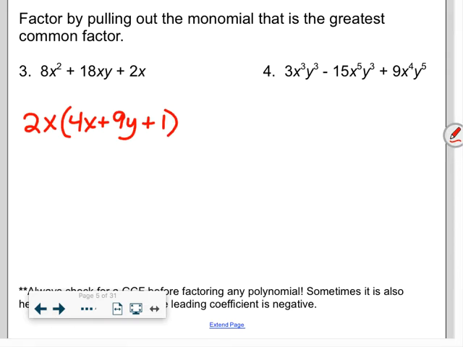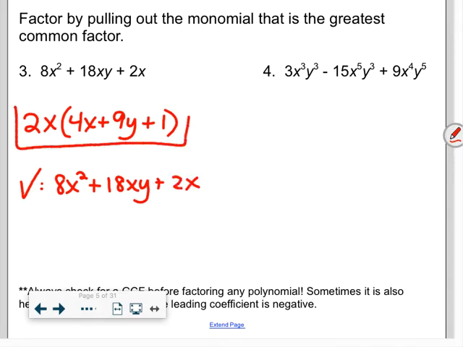And check your work when you factor. I personally check mentally, but if you're the type of person that if you don't actually write it out, you're not going to check it, then you need to write it out. 2x times 4x is 8x squared. 2x times 9y is 18xy. And 2x times 1 is 2x. So here's my answer that I'm putting in the box. The check is just a check to make sure I did it right. All right, I'm going to pause, and I want you to try number 4 on your own. This one's a little bit harder.